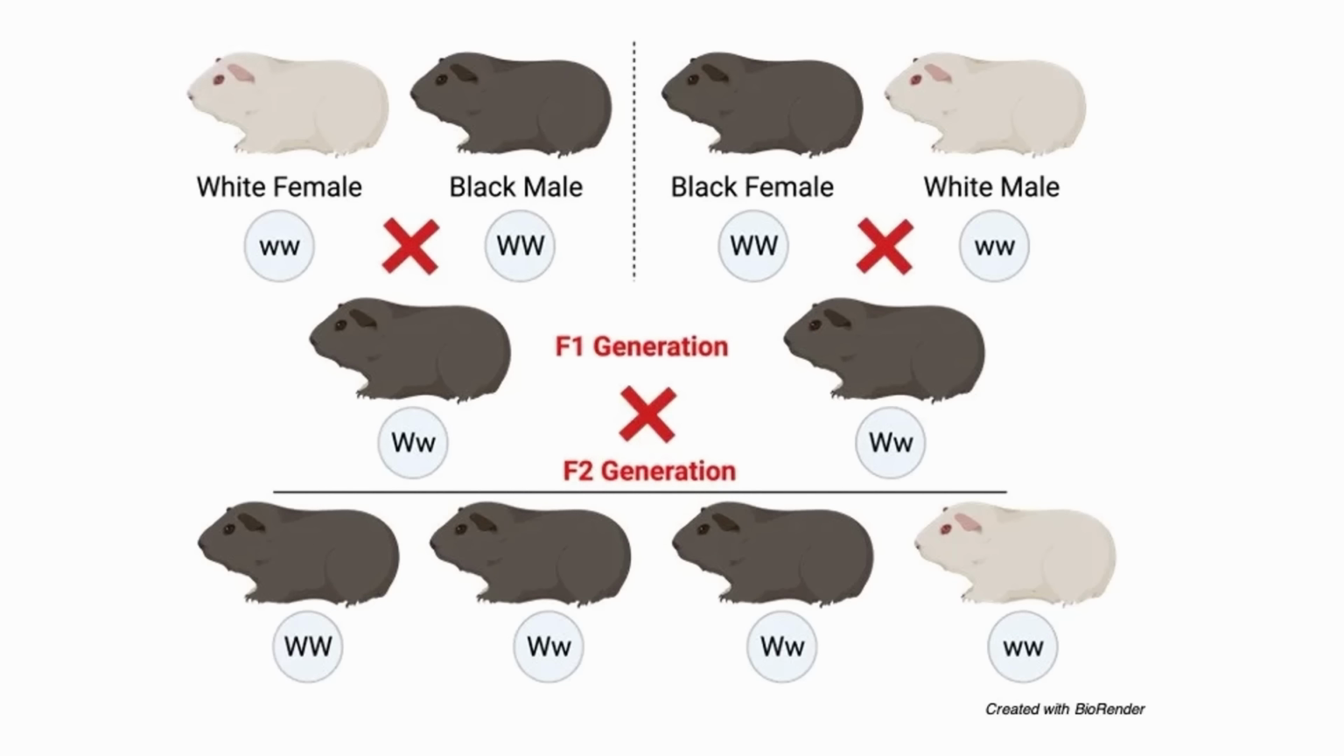Here you are observing another example of a monohybrid cross. If we cross a white female guinea pig with a black male guinea pig, or a black female guinea pig with a white male guinea pig, in the F1 generation we will get all guinea pigs with black color. If we cross these F1 generation guinea pigs, we will get guinea pigs in the ratio of 75% and 25%. That is, 3 are black and 1 is white in color.